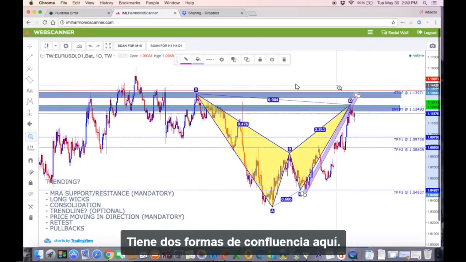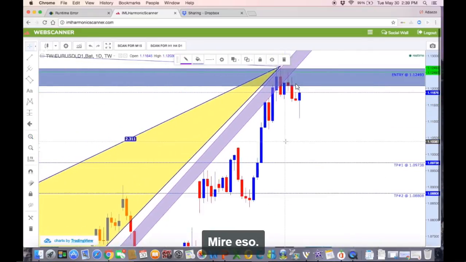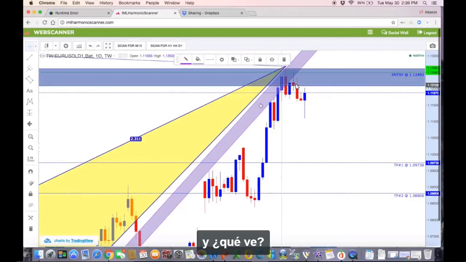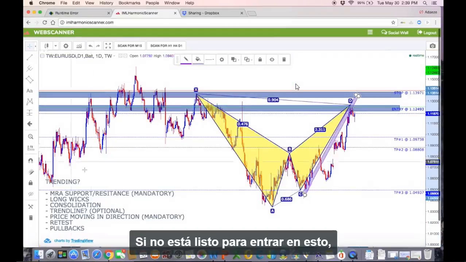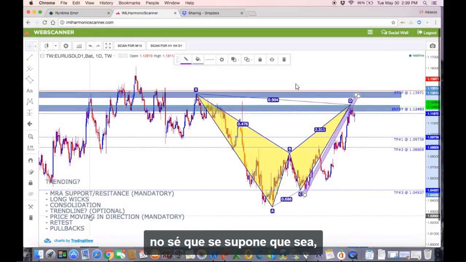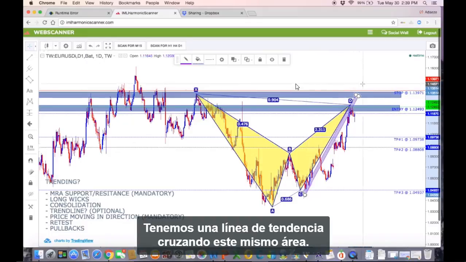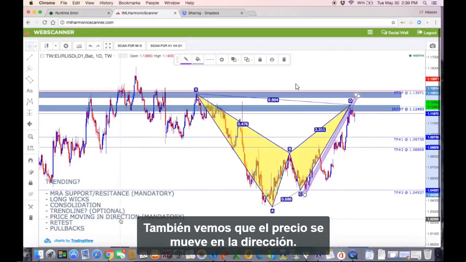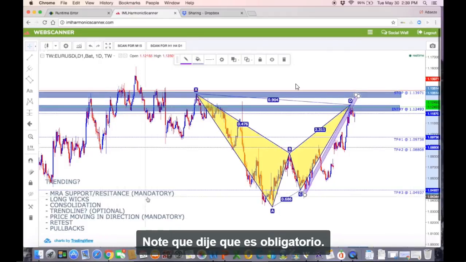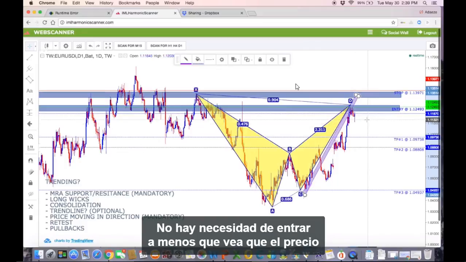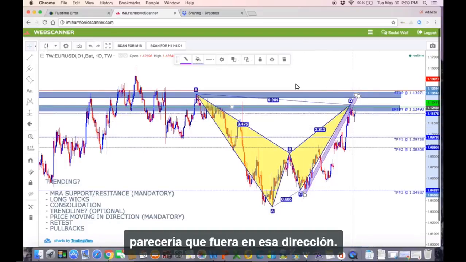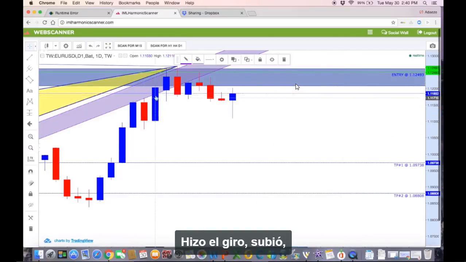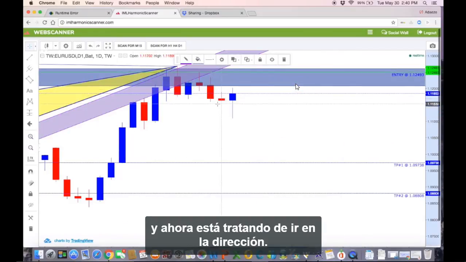Look at that. You actually have 2 forms of confluence right here. Look at this. You have a trend line crossing over support and resistance. And what do we see, guys? If you're not ready to get in this thing, I don't know what you're doing. We have a trend line crossing this same area. We have a reaction. We also see price moving in the direction. Notice I say that's mandatory. There is no need to get in unless you see price looking like it wants to go in that direction. And we do see price has turned. It's made the turn. It was going up and now it's trying to go in the direction.